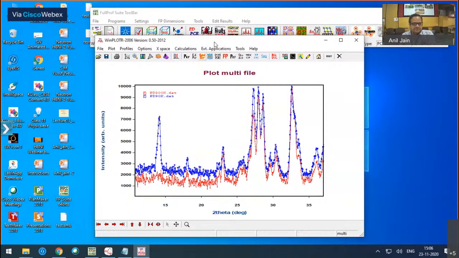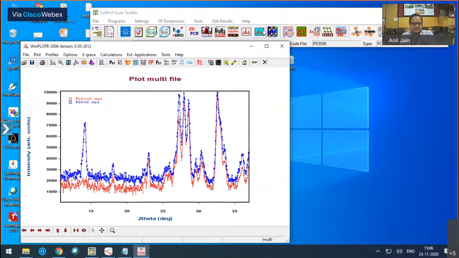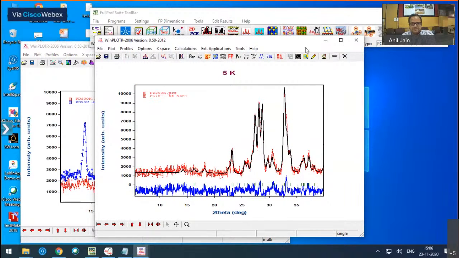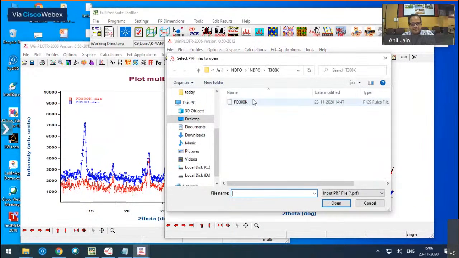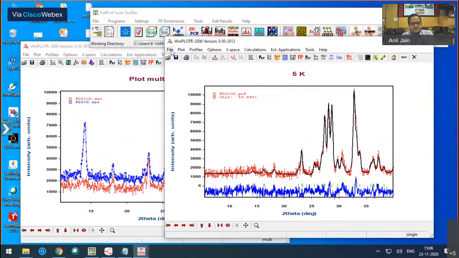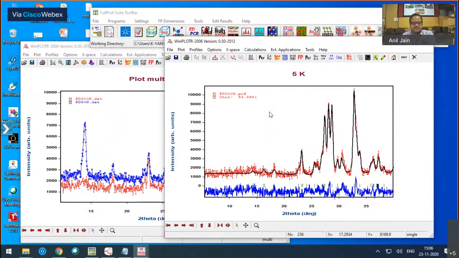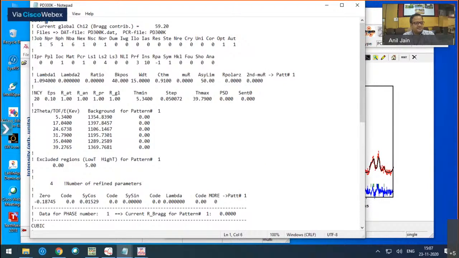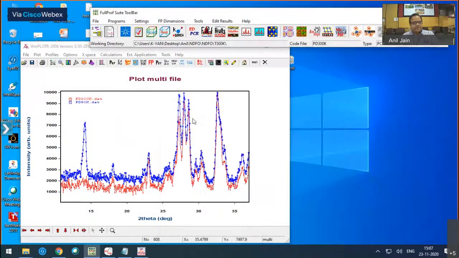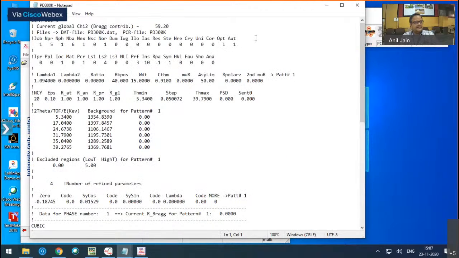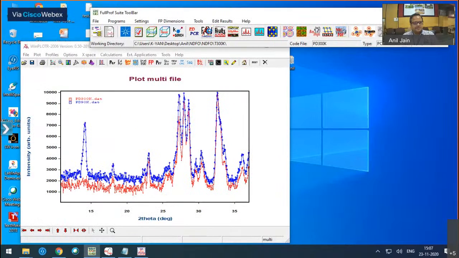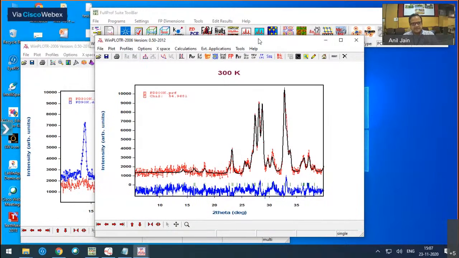So I can open another tab here and plot the PRF file of this 300K. Let me reset it, PRF 300K. The 5K is here by mistake. Let me correct this. Okay. So this is the data at 300K, and let me quickly run it. Okay, so this is the refinement at 300K.